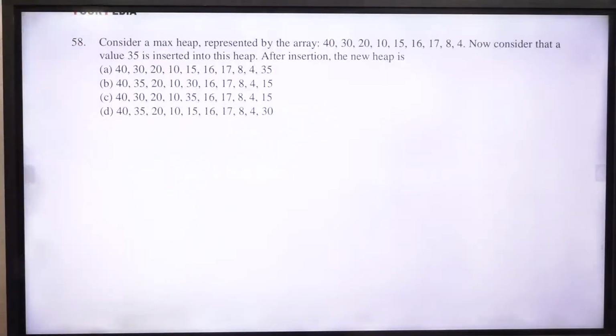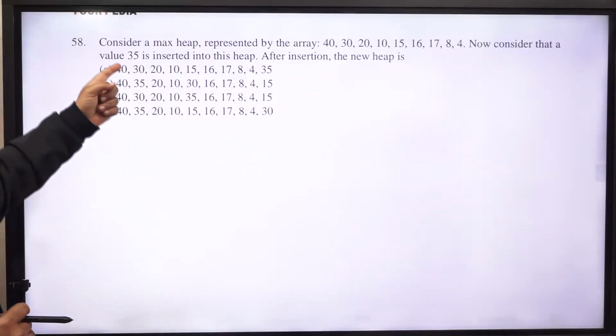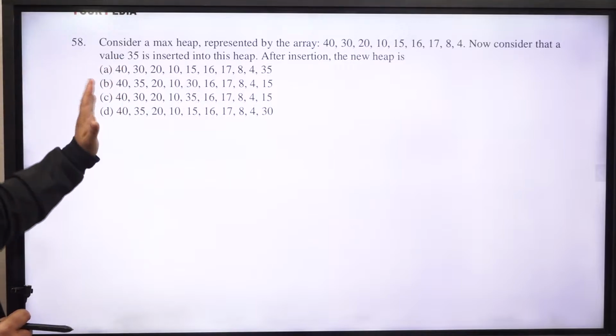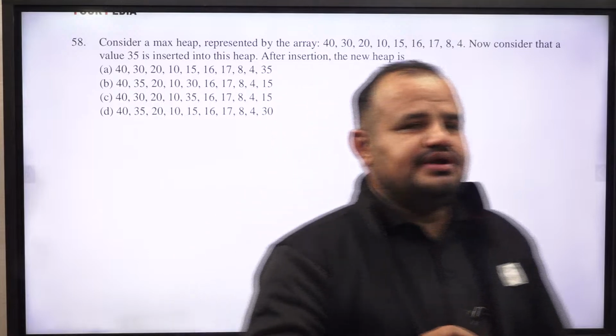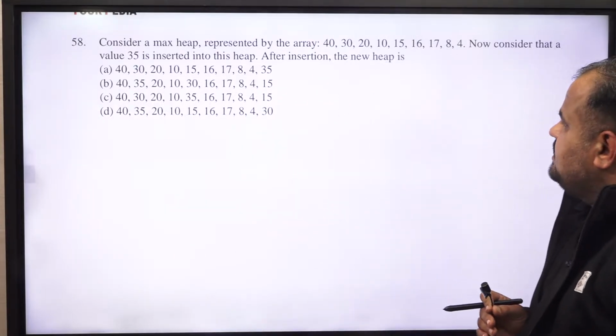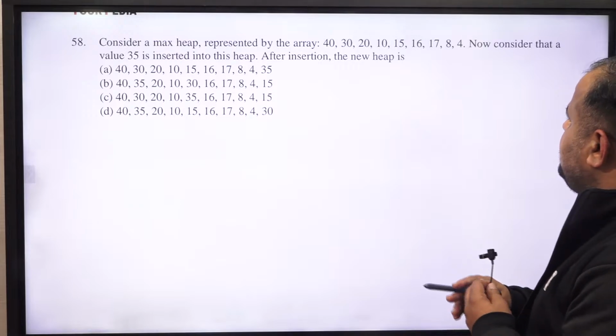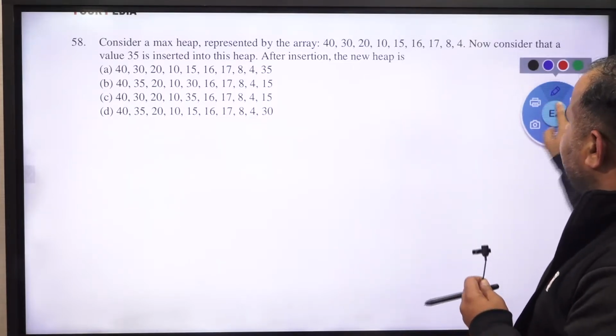Okay. Now consider a max heap. We are given some list of elements, and now what we have to do? Given is a max heap, and if we insert 35, what is the resultant new heap? Tell me, my dear student, what is the resultant max heap? Given a max heap having the elements 40, 30, 20, 10, 15, 16, 17, 8, and 4. Now tell me, if you insert 35, what is the right answer?